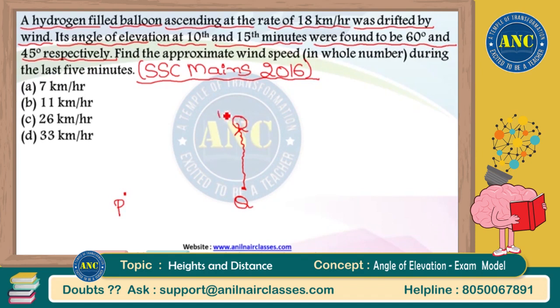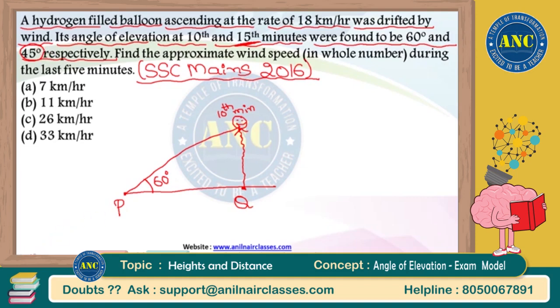Assume that this is the 10th minute. At the 10th minute, after 10 minutes are completed, suppose this is the position of the balloon. Let me draw that balloon in the shape of a human. So suppose this is the position of the balloon. At this point at the 10th minute, the person sees this balloon and the angle of elevation is found to be 60 degrees. That means for the 10th minute, the angle of elevation is 60 degrees. And at the 15th minute, the angle of elevation was found to be 45 degrees.